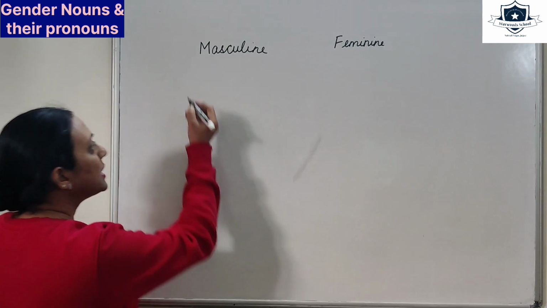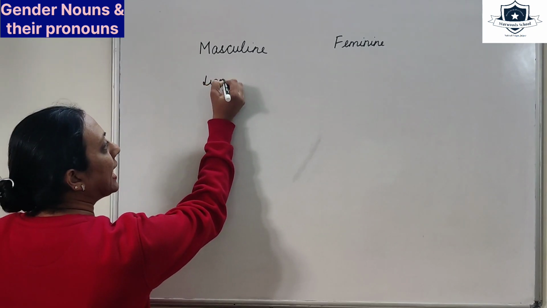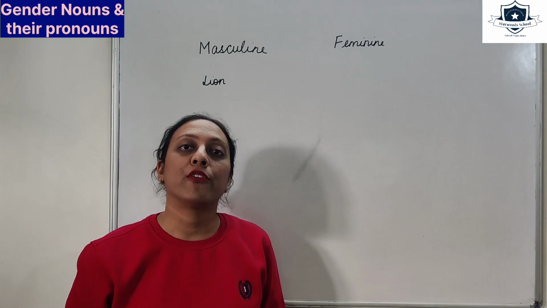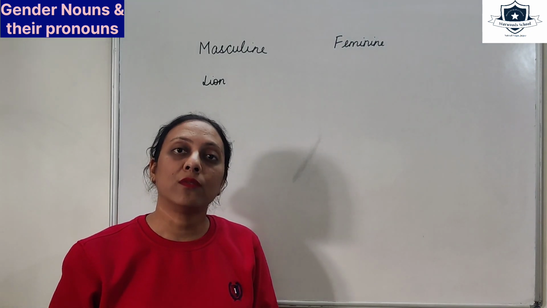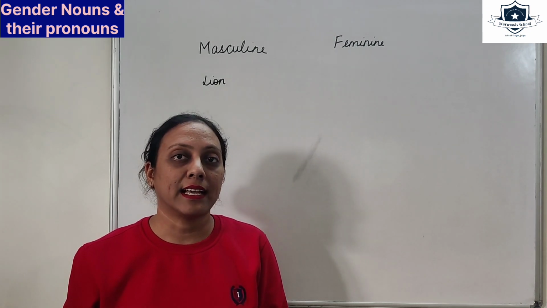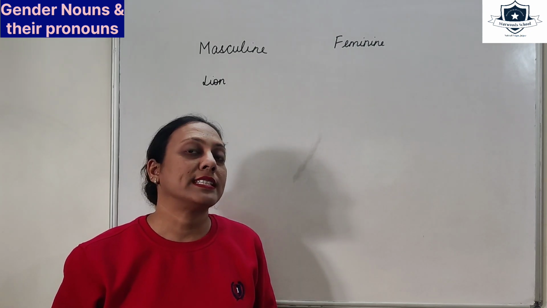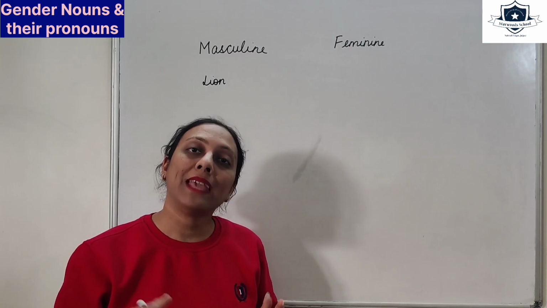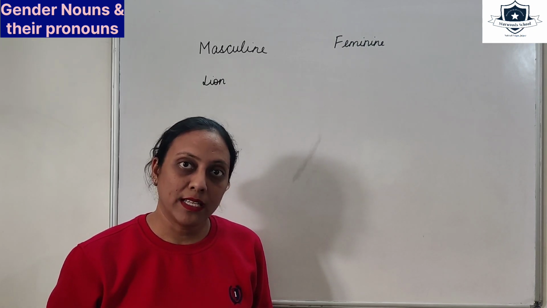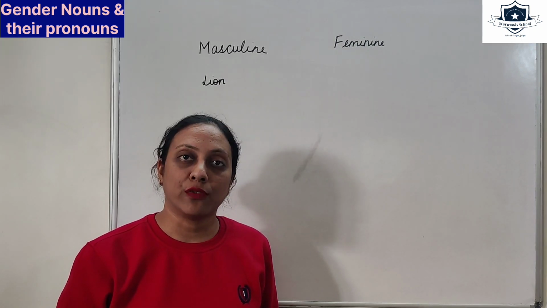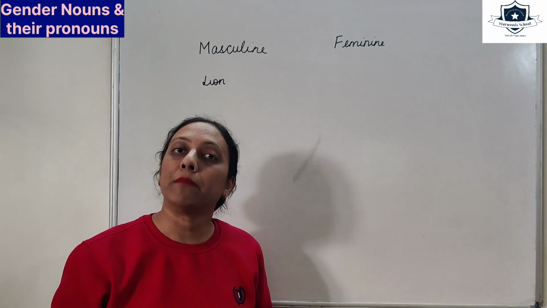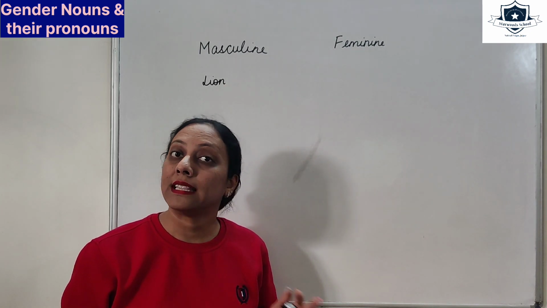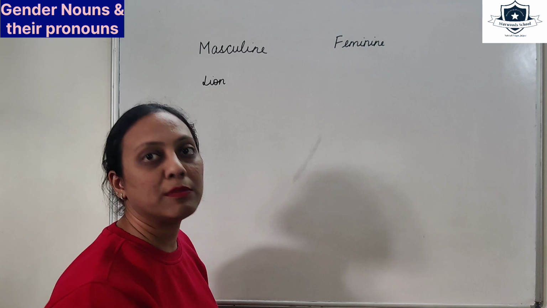Please look here. For example, if I am writing lion, lion is masculine. M for masculine, M for male. जो हमारा male version in the society exist करता है, that is masculine gender noun. जैसे boy, father, grandfather, lion, tiger. All the male versions are called masculine nouns, and all the female versions of those are called the feminine nouns. For example, mother, sister, niece, granddaughter, lioness. These are few examples, so let me write them for you.